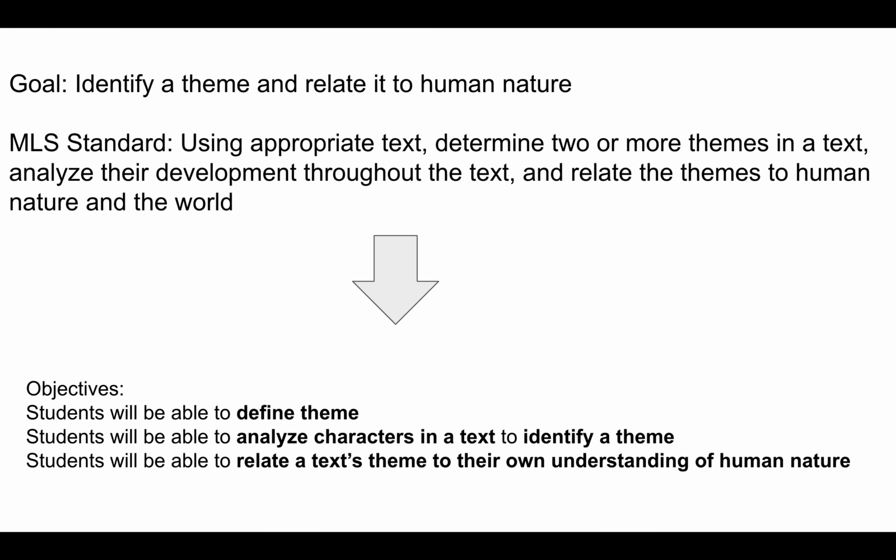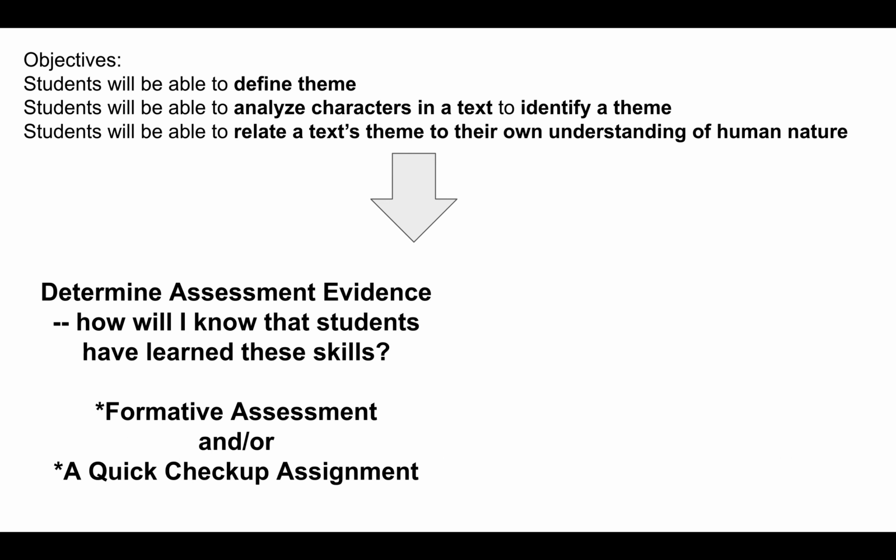I want, though, to show you, sort of remind you that learning goal and the standard, and then breaking it down into the objective. So here's the process we used for that. Define theme, analyze characters in a text to identify a theme, relate a text theme to your own understanding of human nature. If these are my objectives, then you could think, how will I know that students have learned these skills? Oops, sorry for the train. How will I know that students have learned these skills?